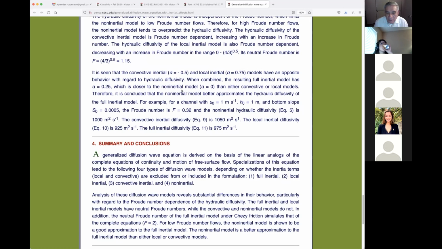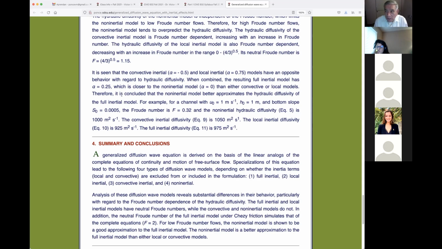So basically we're saying that, therefore, we conclude that the non-inertial model is a better approximation of the full inertial model than the other two. The simpler one, which neglects both, is easier and a better approximation of the full inertial model than the other two. The other two are partial and they're odd. One should not really neglect one of those terms while keeping the other.